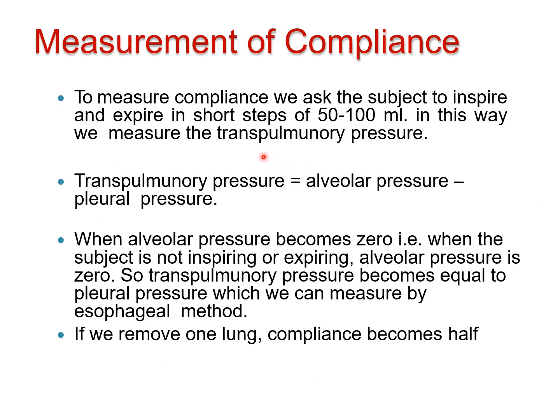So how do we measure this compliance? We ask the subject to inspire and expire in short steps of 50 to 100 ml. In this way we measure the transpulmonary pressure. Transpulmonary pressure is equal to alveolar minus pleural pressure. When alveolar pressure becomes 0, that is, when the subject is not inspiring or expiring, the transpulmonary pressure becomes equal to the pleural pressure. We can measure this by the esophageal method. If you remove one lung, the compliance becomes half of the normal value.